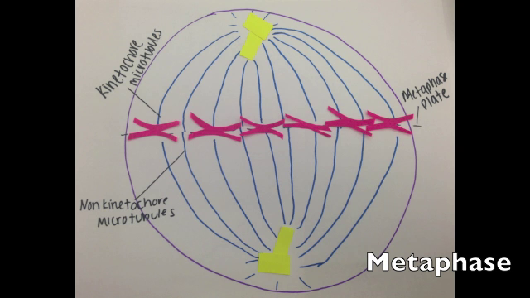After the attachment of kinetochore microtubules to the kinetochores of the sister chromatids in prometaphase, they convene at the metaphase plate, which is a plane that's equidistant between the spindle's two poles.